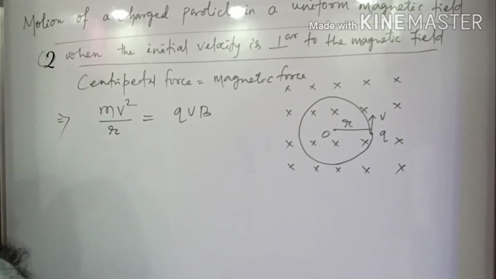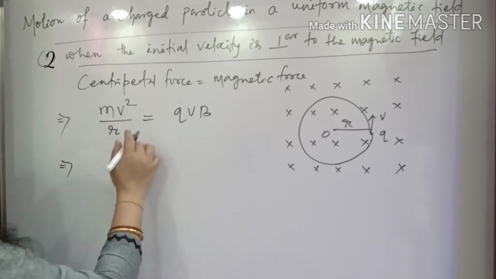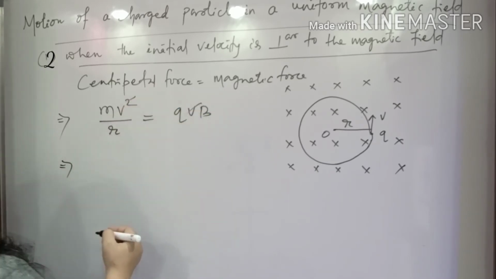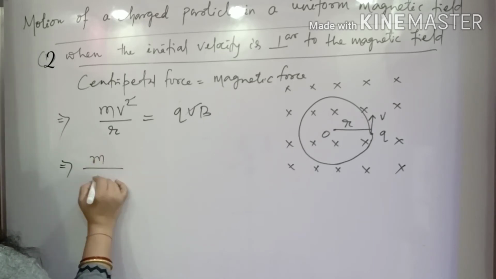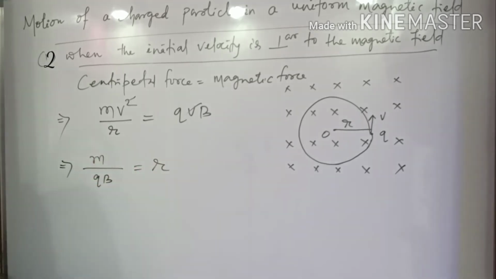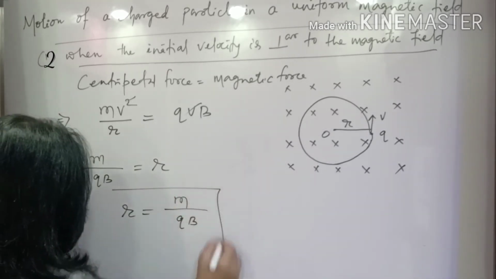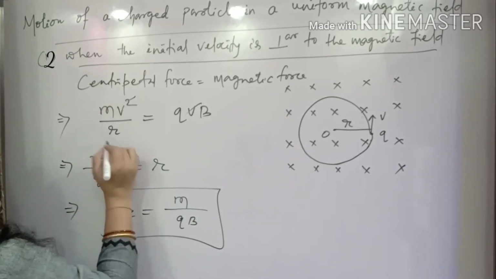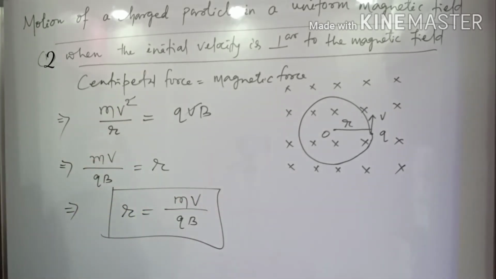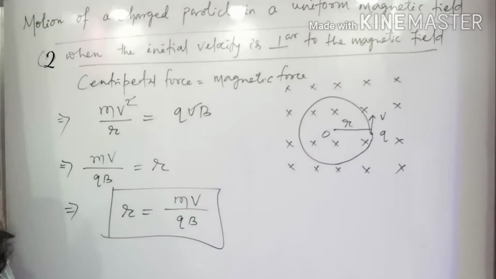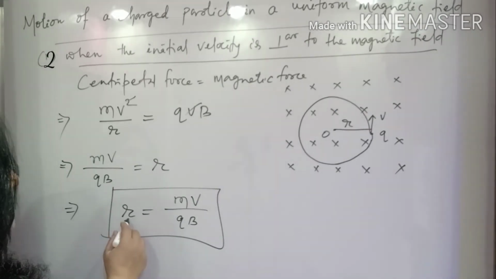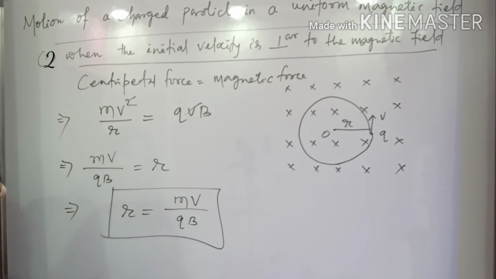Now if I solve for the radius, one v cancels. Sorry, one more v is there, so this is r equals mv by qB. So the radius formula you got is r equals mv by qB. Look here, the radius depends on the m by q ratio, it is directly proportional to that, and it is inversely proportional to the magnetic field B. So this is the radius.